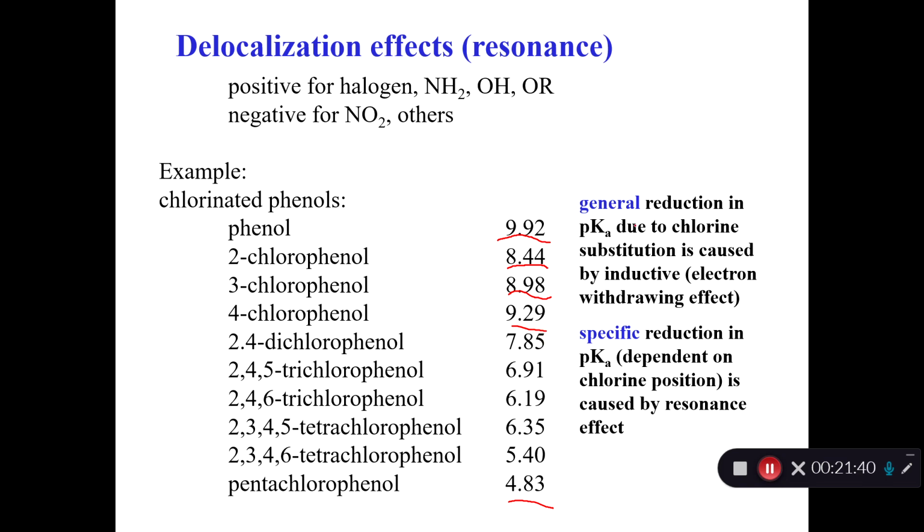So there's a general reduction in the pKa due to the fact that there is a chlorine there, caused by electron withdrawing effects. But then there's also a specific type of reduction in the pKa that depends on the chlorine's position. So the 2,4,6 trichlorophenol has a much lower pKa than the 2,4,5 because the 2,4,6 has that resonance and therefore delocalization effect much more than the 2,4,5 does.